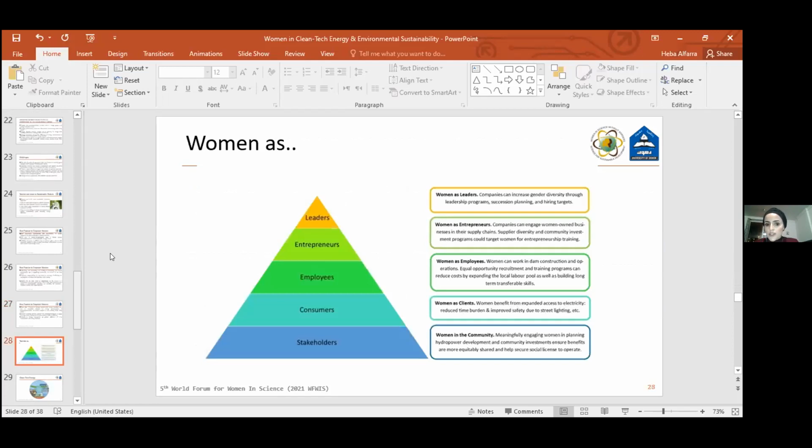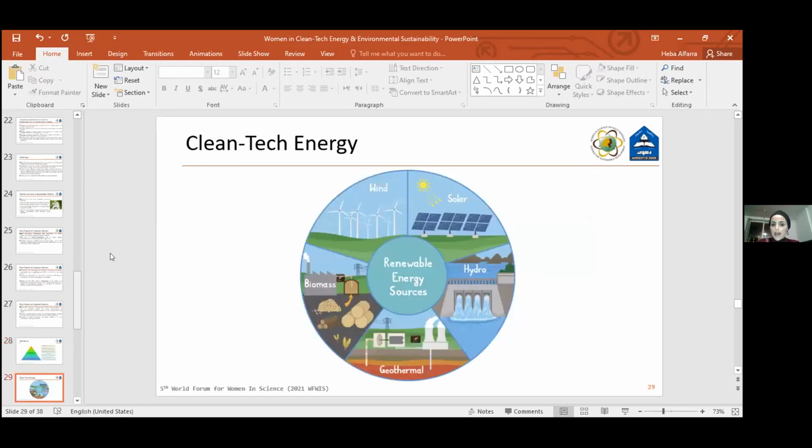So a woman is a leader, an entrepreneur, an employee, a client, and at the end, she's part of the community. If we build education and learning levels for each part and empower women through these categories, we can at the end of the day achieve the sustainable development goals, because as we mentioned earlier, women have a huge part in achieving the SDGs in general.